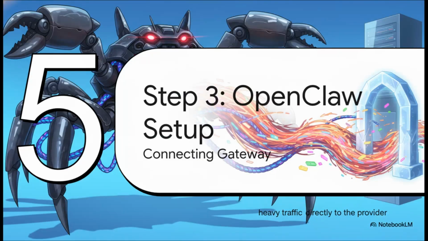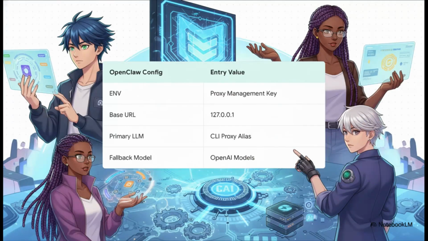Section 5. Step 3. OpenClaw Integration. Now, we actually need to tell OpenClaw to route its heavy traffic through our new proxy gateway instead of going directly to the provider. Over in OpenClaw's Raw View Config tab, you're going to map your variables exactly like this. Point the base URL to your local proxy and use that alias you just created.